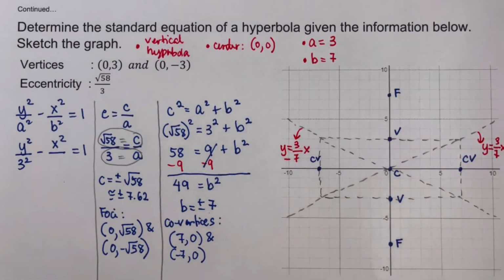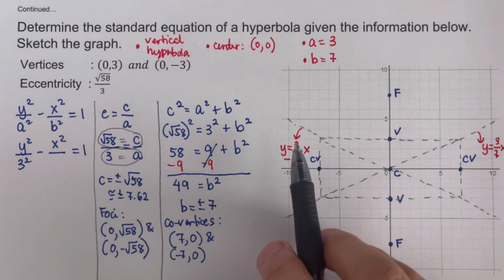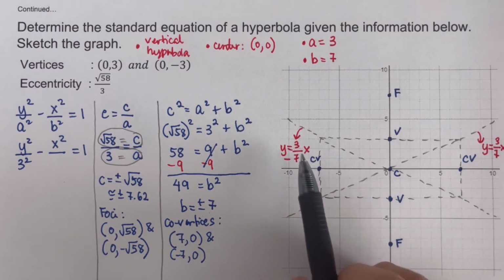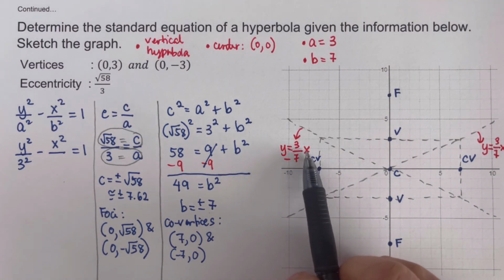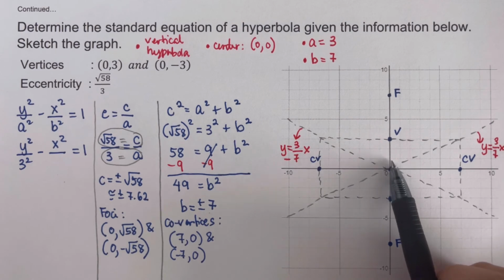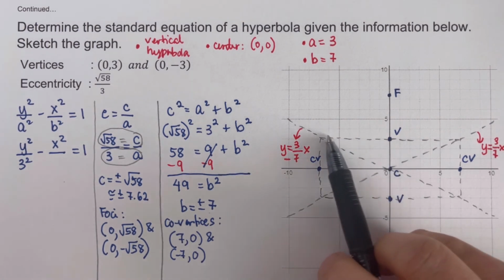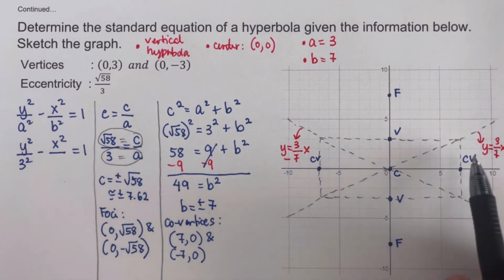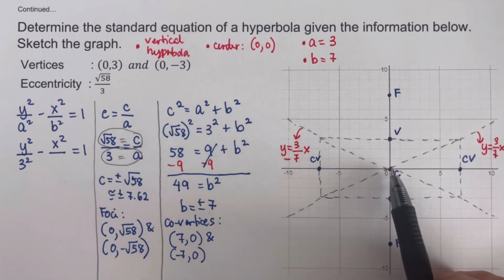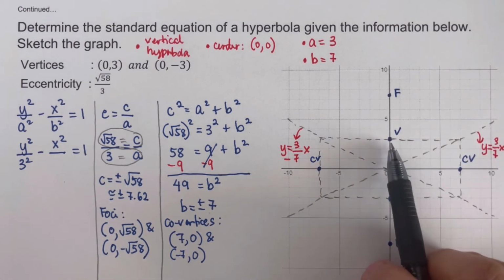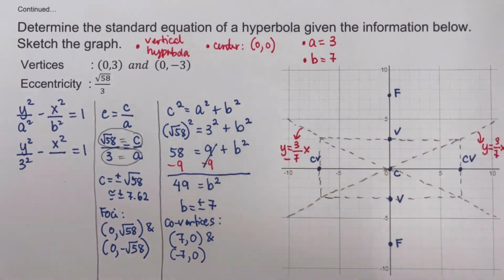Okay, so I have determined the equation of the asymptote with a negative slope. That is 3 over negative 7x. Again, I go up 3 and 7 to the left. That's how I got negative 7. And for the positive slope asymptote, that would be go up 3 and then to the right 7. And so this is the equation that we have right here.